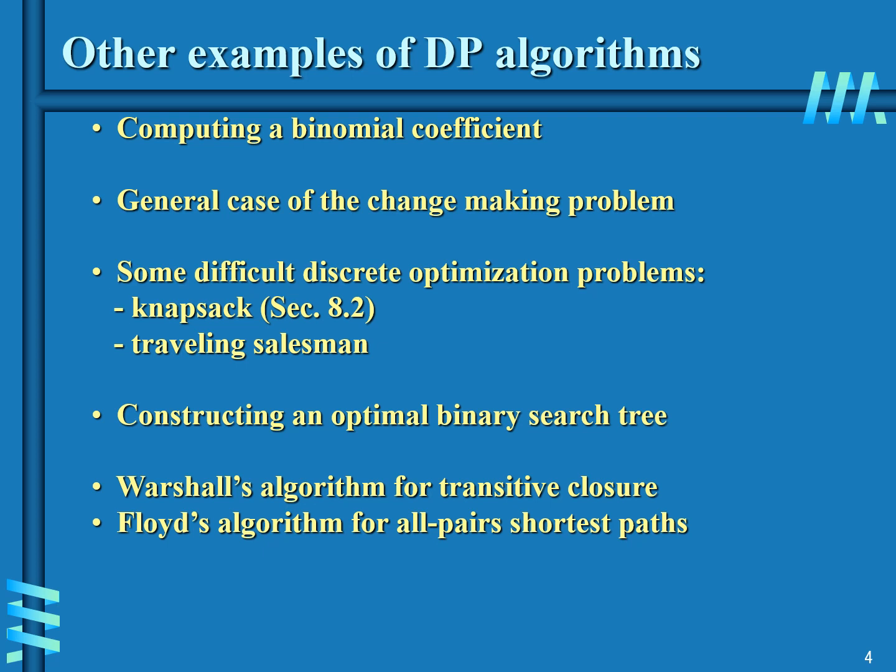Other famous examples which can be solved under DP are computing a binomial coefficient, the change making or coin change problem, the knapsack problem, the traveling salesman problem, constructing an optimal binary search tree, Warshall's algorithm for finding the transitive closure of a graph, and Floyd's algorithm for computing all pairs shortest paths. First we'll discuss the knapsack problem.